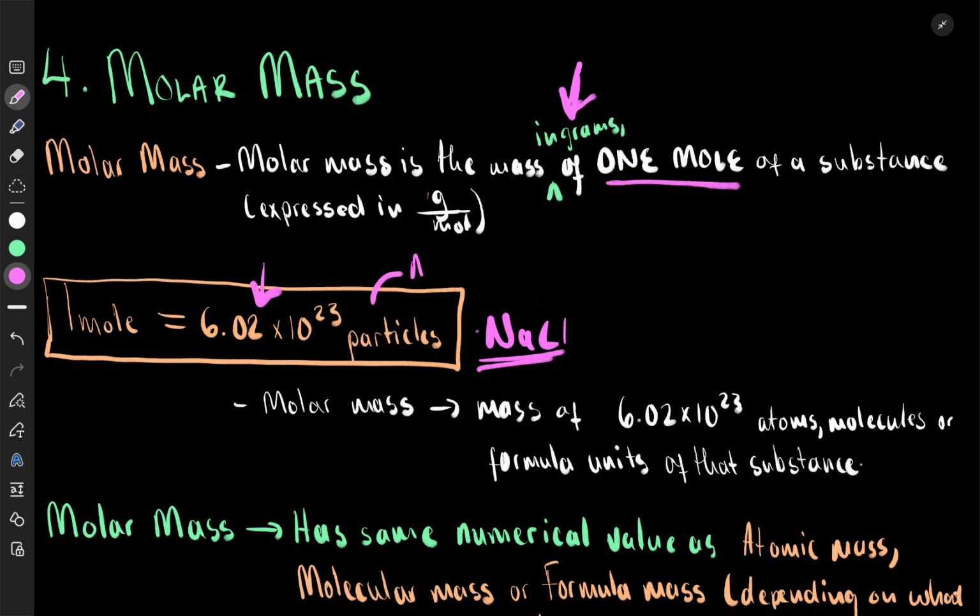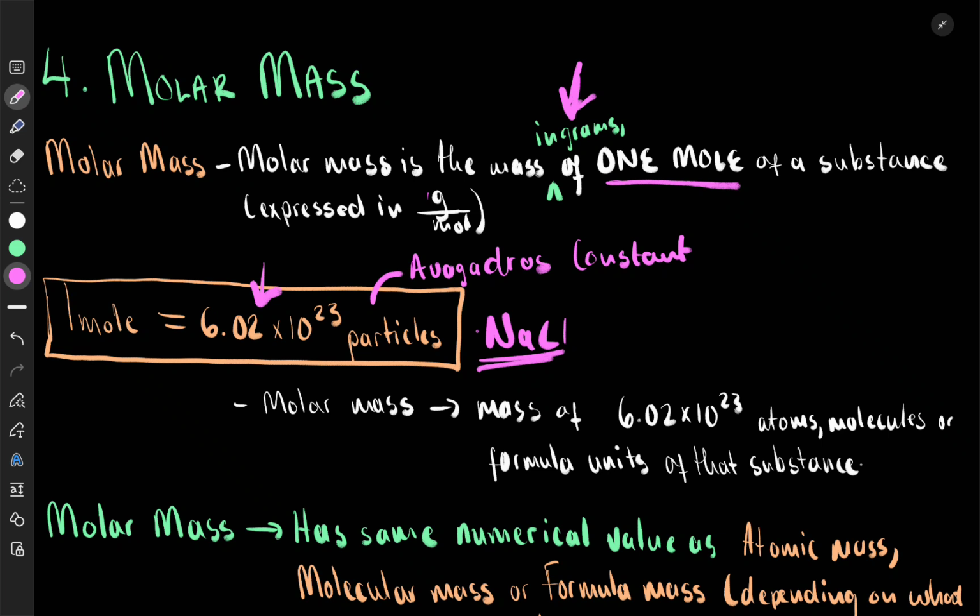This is called Avogadro's number. So 1 mole is equal to Avogadro's number of things. Okay, Avogadro's constant of things. If you have 6.02 times 10 to the 23, you have 1 mole. Now, if we have 6.02 times 10 to the 23 sodium atoms, we can be able to find the mass of those in grams because there are now so many.